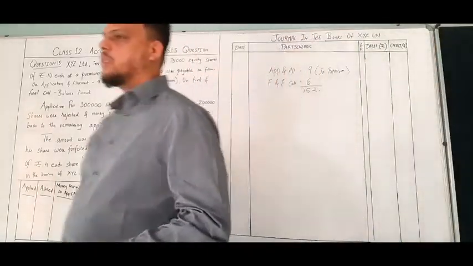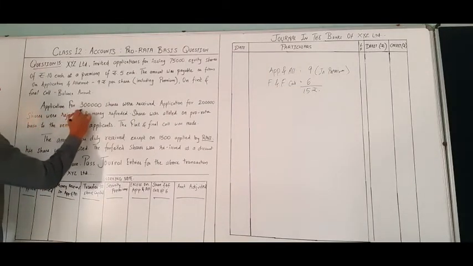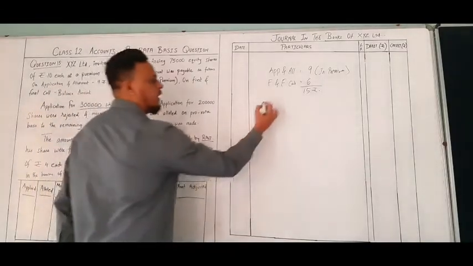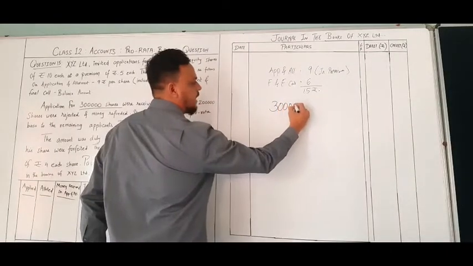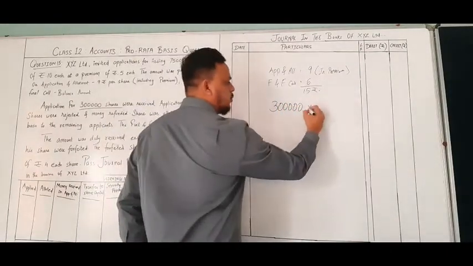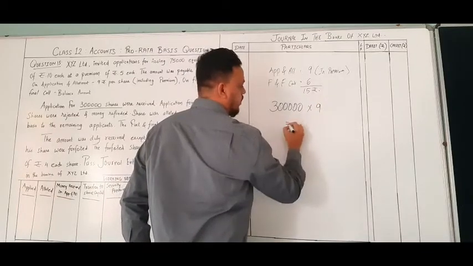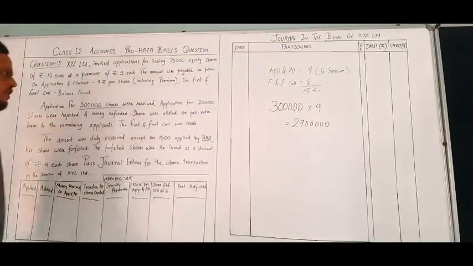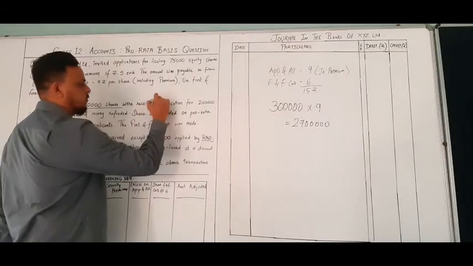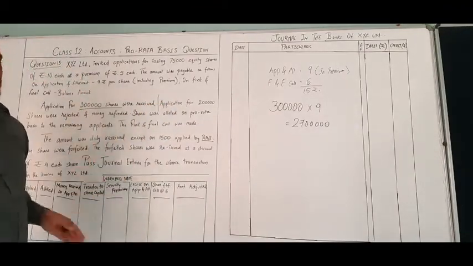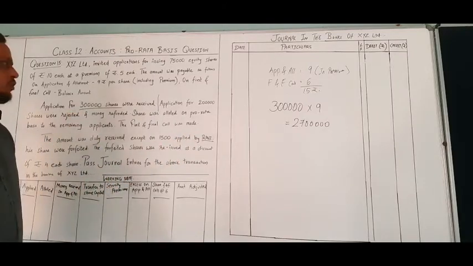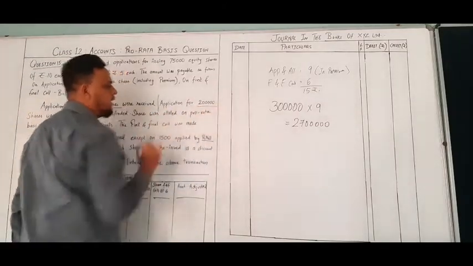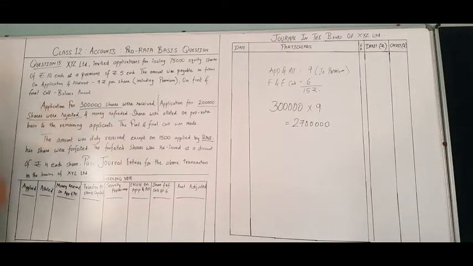Now let's begin with the concept. The exact concept is here. Applications for 3 lakh shares were received. Here the applications have been received for 3 lakh shares into 9 rupees, so 27 lakh rupees has been received by the organization. Now it is a full stop, so I will make it an apostrophe so you will understand what concept I am trying to show. Applications for 2 lakh shares were rejected.